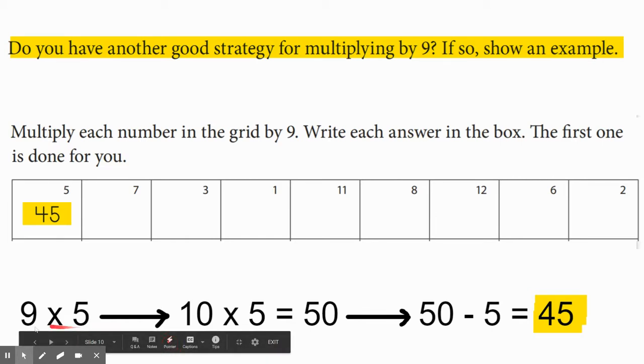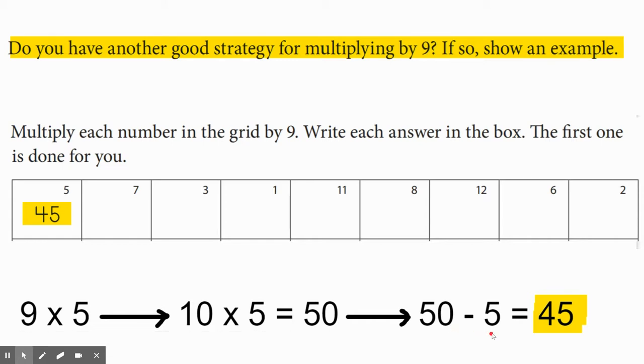So I have 9 times 5, but to figure it out, I'm going to overshoot. I'm going to do 10 times 5. That's a little easier for me to figure out. And that gives me 50. But I've got to take away that extra set of 5 from my 50. And 50 minus 5 is 45. So I know that 9 times 5 is 45.